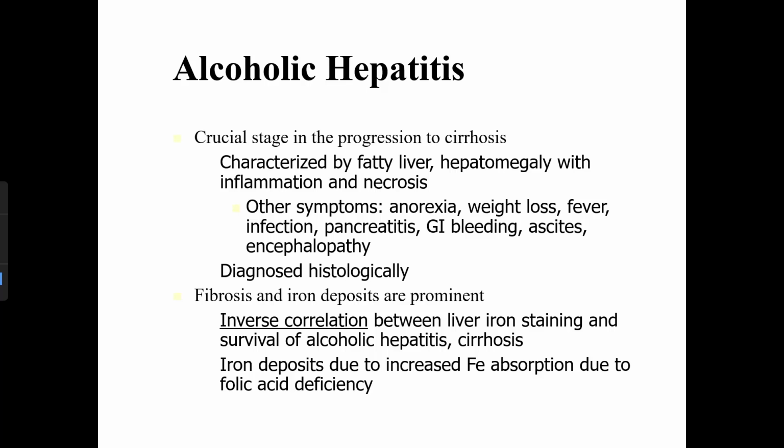Other symptoms: anorexia, means you don't have an appetite, weight loss, fever, infection, pancreatitis, GI bleeding, ascites or accumulation of fluid in the abdomen, and encephalopathy, that's infection or inflammation of the brain. It's diagnosed histologically. Fibrosis and iron deposits are prominent. Inverse correlation between liver iron staining and the survival of alcoholic hepatitis or cirrhosis. Iron deposits are due to increased iron absorption due to folic acid deficiency.